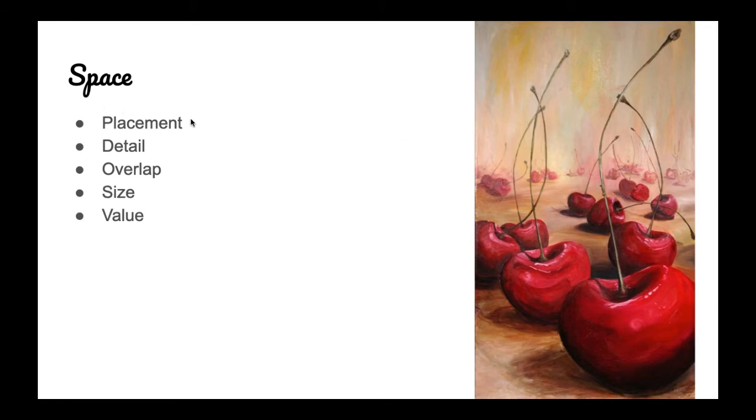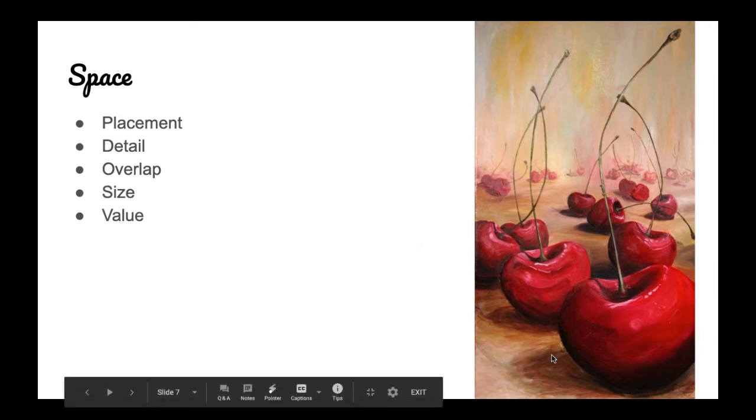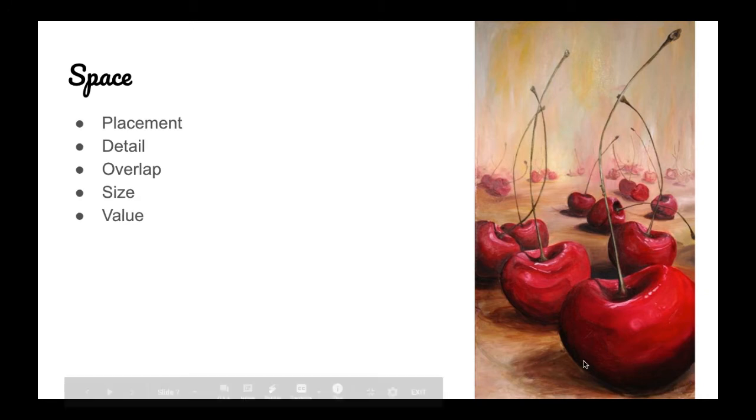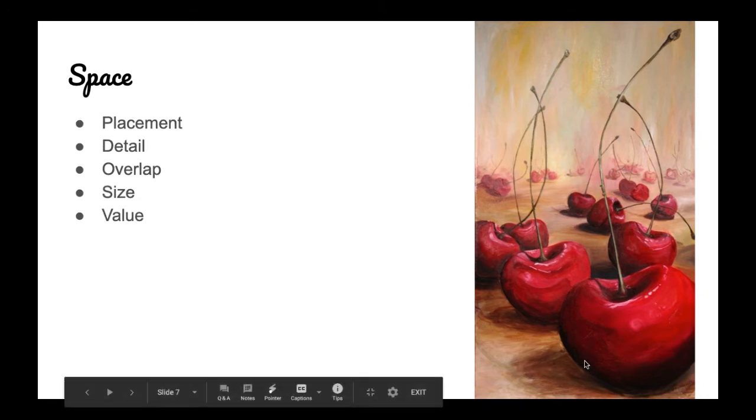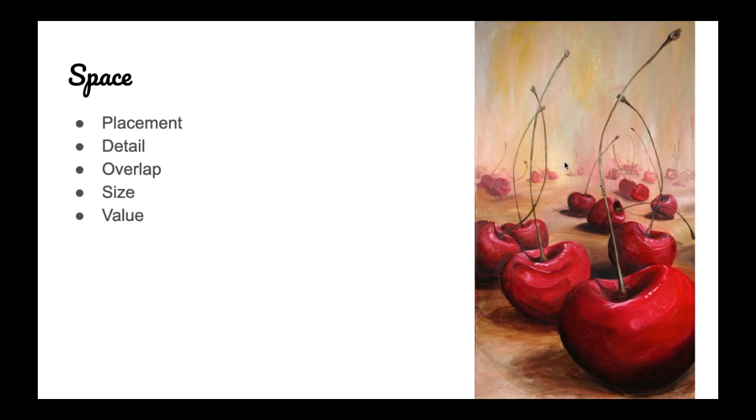So the first way that we do that is placement. Things that are placed further down the page, so here towards the bottom of the page or the painting, are going to look closer because the things that are placed higher up are going to be further away. So these cherries in the back look like they're further away because they're higher up the page.